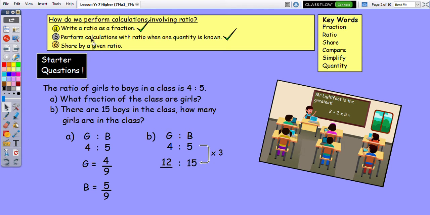Okay, so looking at this outcome here, we've achieved that outcome. That is all we're doing. The numbers might get a bit more interesting, but that's a calculation involving ratio when part of the quantity is known. Okay, so let's move on.